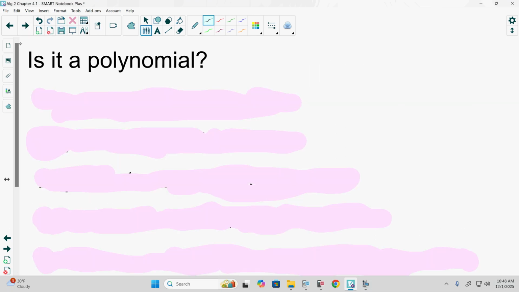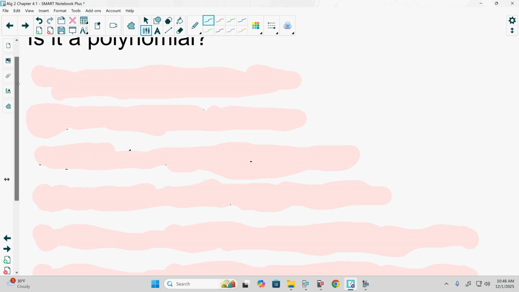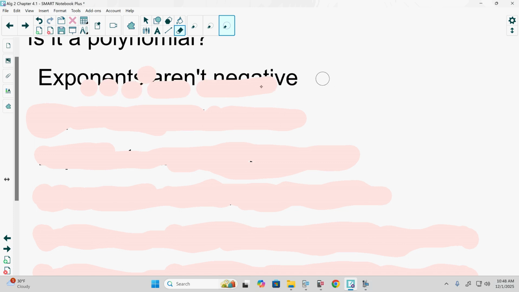But before we get into writing it and defining it, we want to know what a polynomial is, for us to be able to identify or determine what a polynomial function is. And I find it easiest to tell what it's not, what it does not contain. The first thing is that the exponents aren't negative. We cannot have a negative exponent attached to a variable. I can have a negative exponent attached to a number. We cannot have a negative exponent attached to a variable.